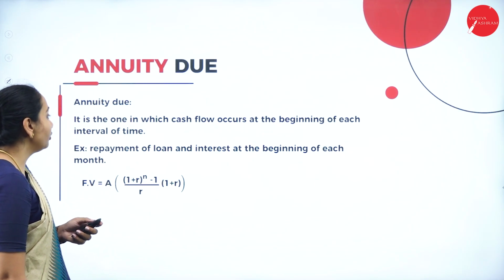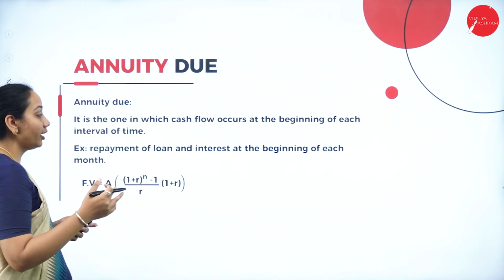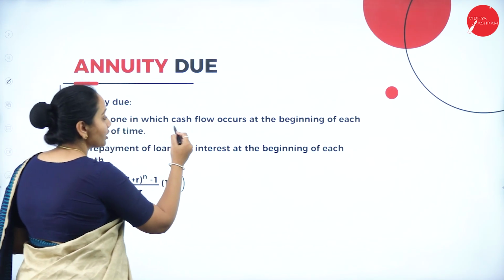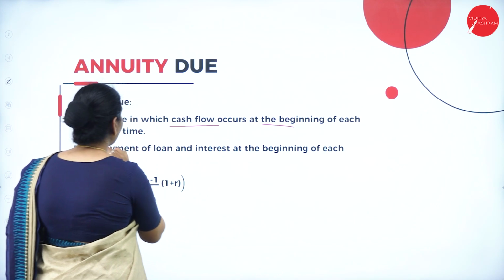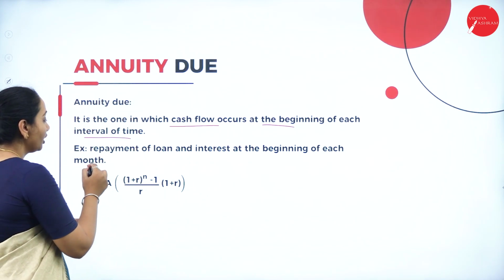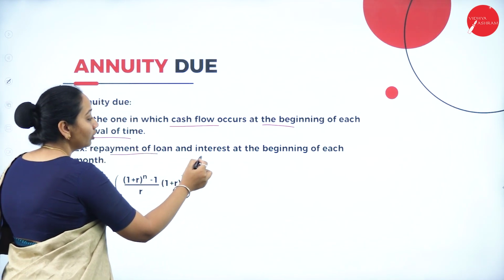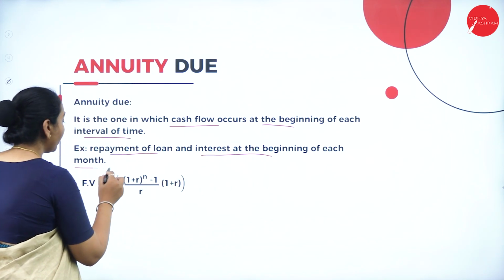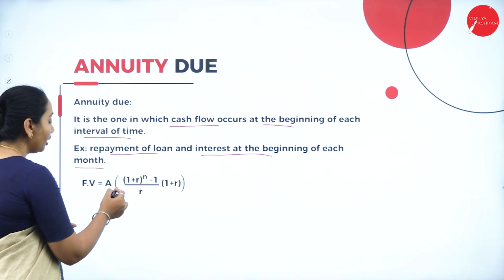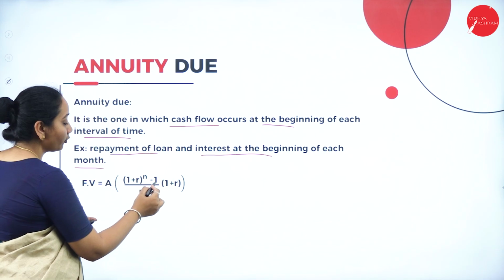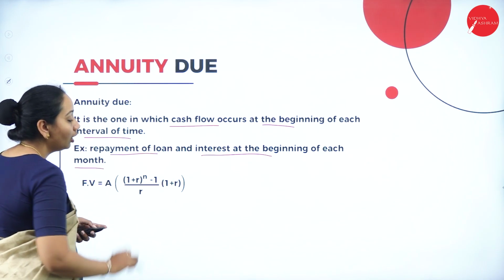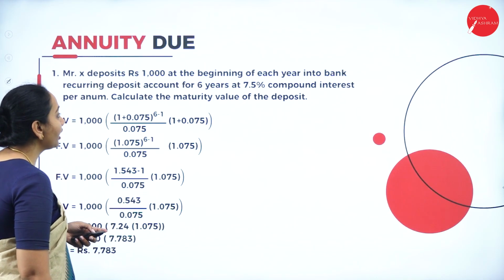So next is annuity due. We'll see the definition. It is the one in which cash flows occur at the beginning of each interval of time. Example, repayment of loan, interest at the beginning of each month, etc. So the formula is A into (1 plus R) to the power of N minus 1, divided by R, into (1 plus R). So we'll see the calculation.